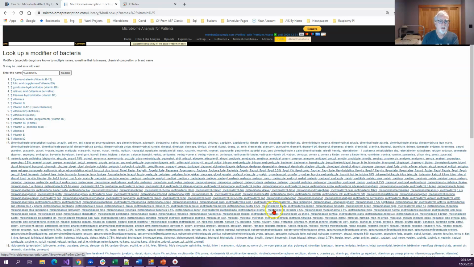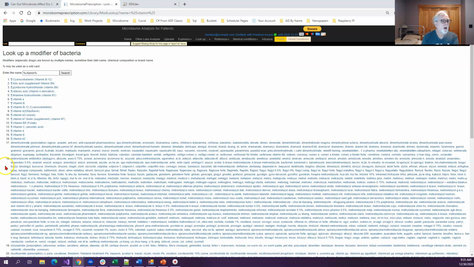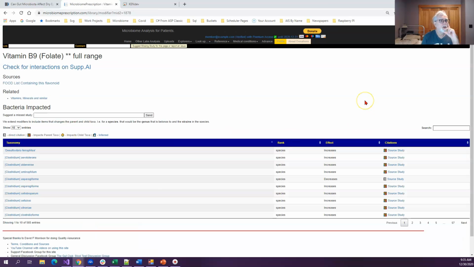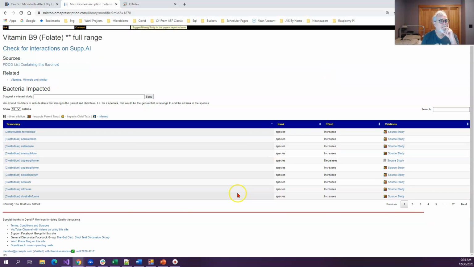In some cases, if that vitamin is mixed in combination with other drugs, you may get a combination result, as happens down here. But most of the time you should find it's very easy. Let's take a look at something like folate. Now you can see what it modifies, and we have 565 items.